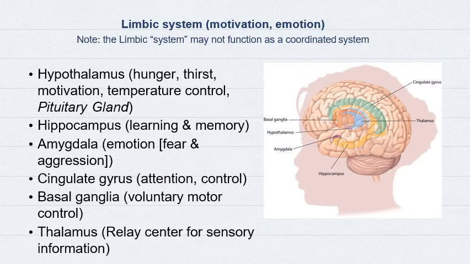So, under hypothalamus, nandiyan yung hunger, thirst, motivation, temperature control, and the pituitary gland, which is one of the major glands of the body and responsible for growth.